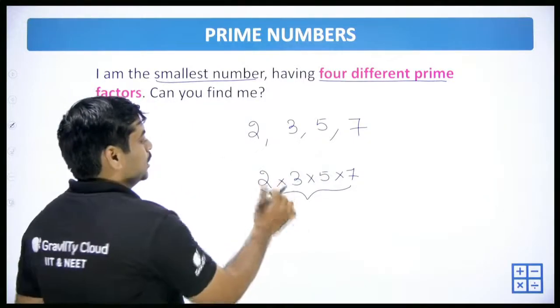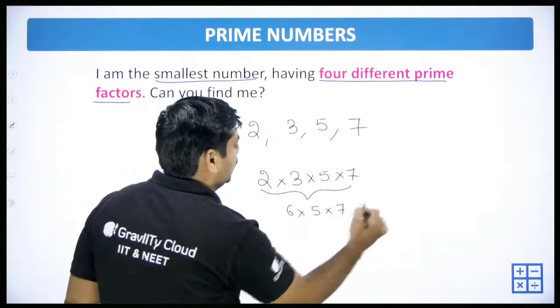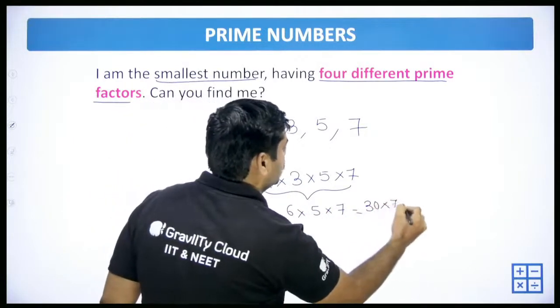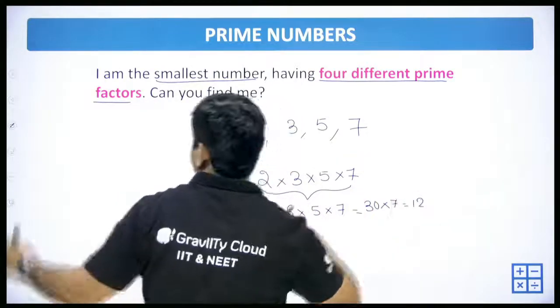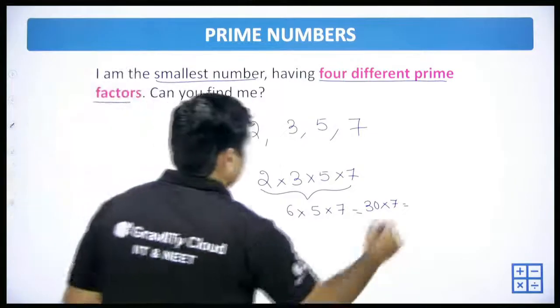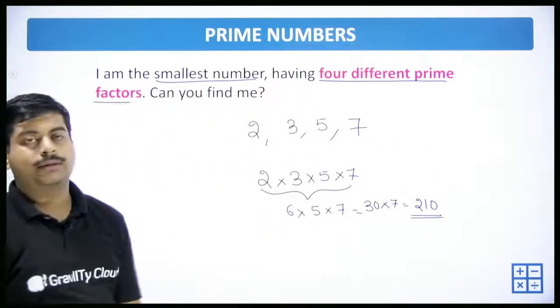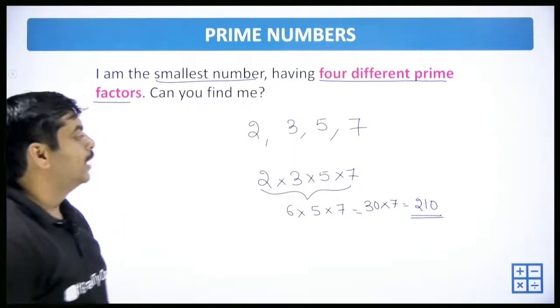3 2s are 6, 6 into 5 into 7. 6 5s are 30, 30 into 7. Sorry, 30 into 7 is 210. 30 into 7 is 210, right? Okay, so let's move ahead.